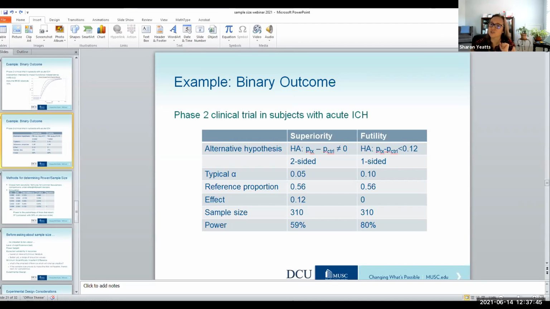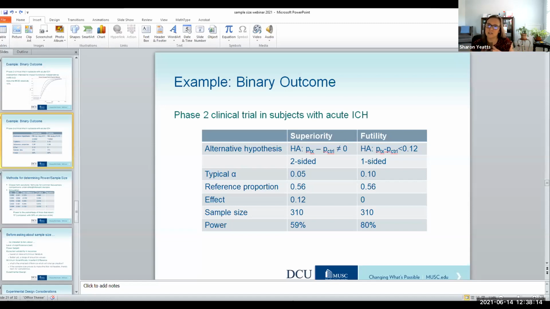The futility literature suggests that I don't need an alpha of 0.05. I can use an alpha of 0.1. And here's why. In the superiority case, if you make the mistake of saying that the intervention works, then people are going to use it. That's the assumption, right? And so there are implications that this intervention might just be picked up and used because you found a significant difference, even in a phase 2 study.